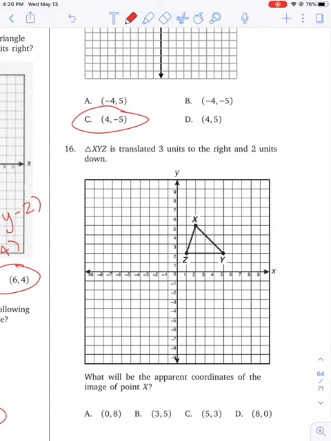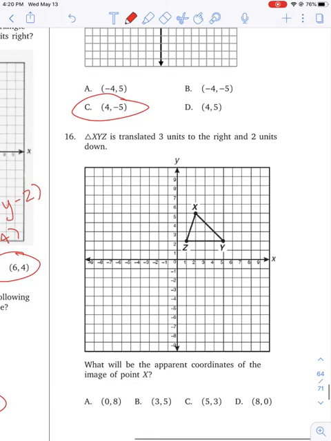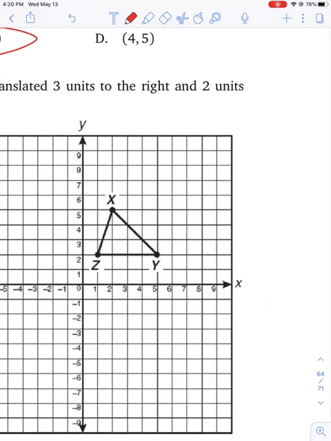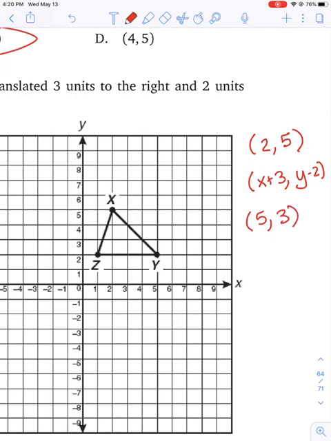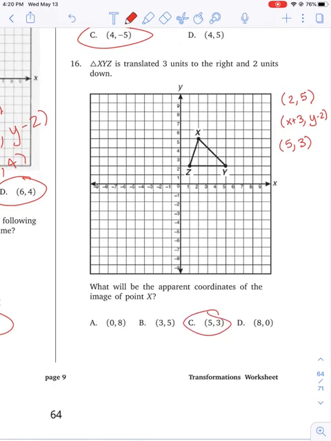So it's translated 3 units to the right and 2 units down, and they want point X. X looks to be at (2, 5), and 3 units to the right means x plus 3. 2 units down means y minus 2. So 2 becomes 5, 5 becomes 3, and that's choice C.